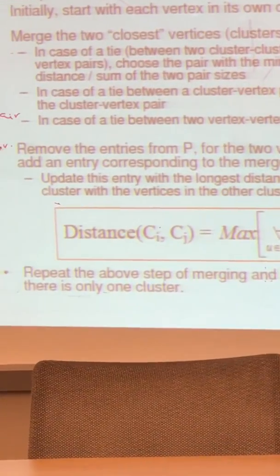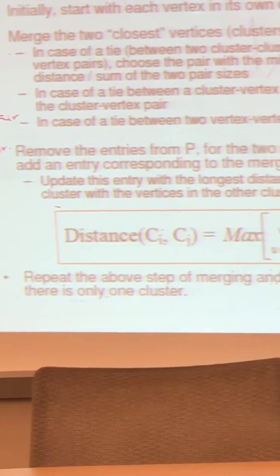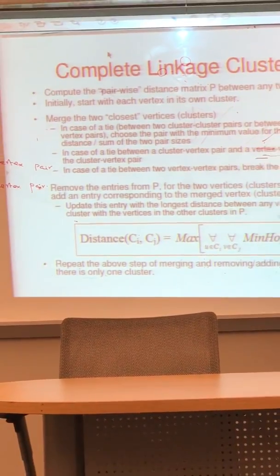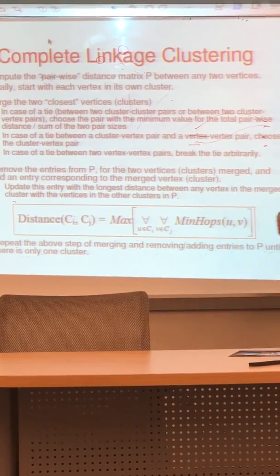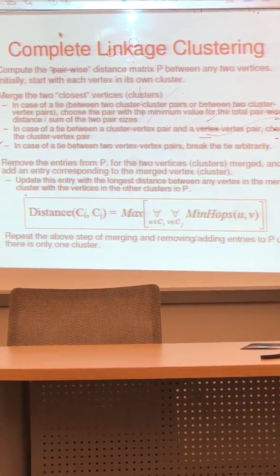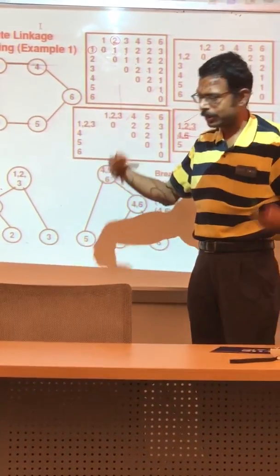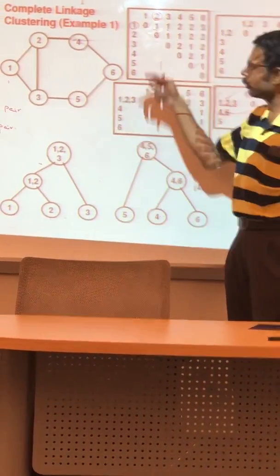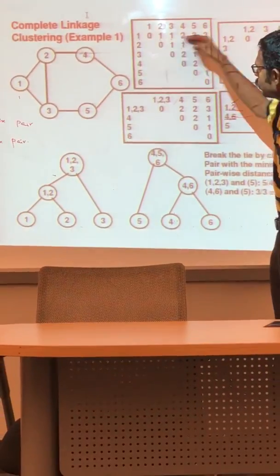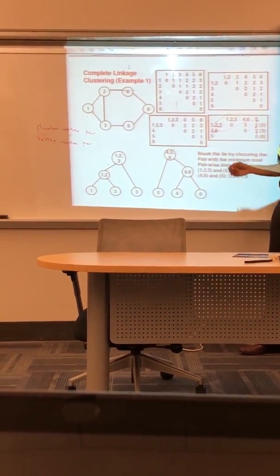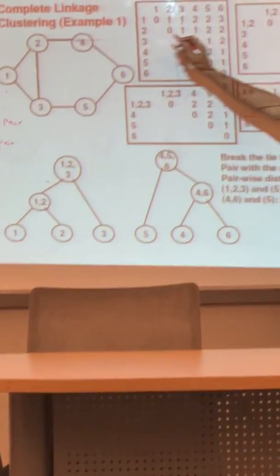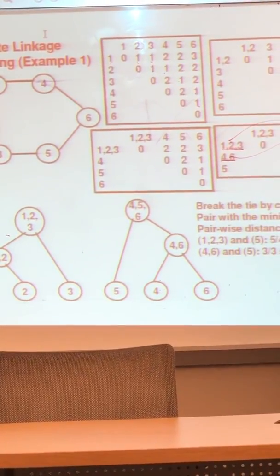So right now we are seeing a tie between two or more vertex-vertex pairs. In that case, just break the tie arbitrarily. Which means, we are going to combine two communities into one community, so you could pick any two vertices or any two communities and combine them. So we'll just combine the first two vertices, 1 and 2.